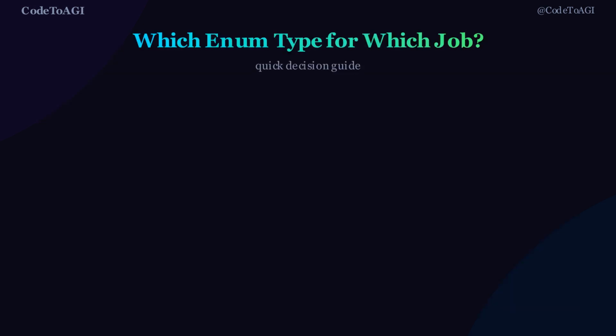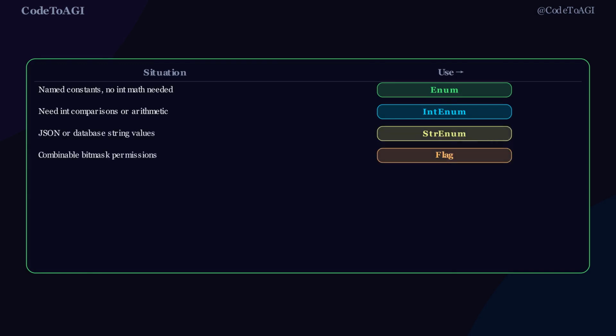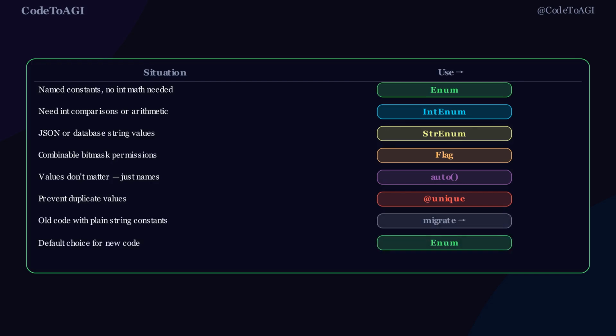Which enum type for which job? Named constants, no integer math, plain Enum. Need int comparisons or arithmetic, IntEnum. JSON or database string values, StrEnum. Combinable bitmask permissions, Flag. Values don't matter, just names, use auto. Never use plain strings for state. Always enum. Default to plain Enum unless you have a real reason.